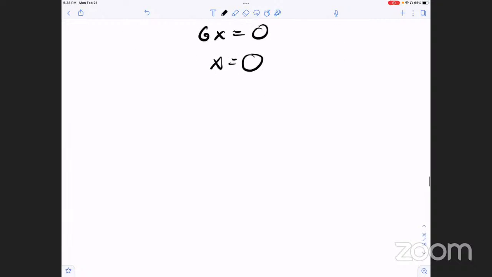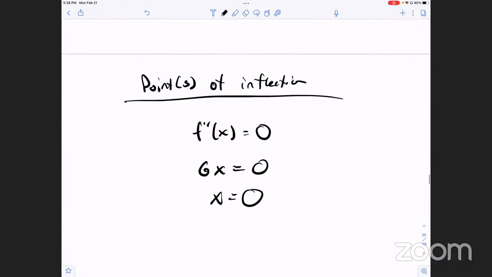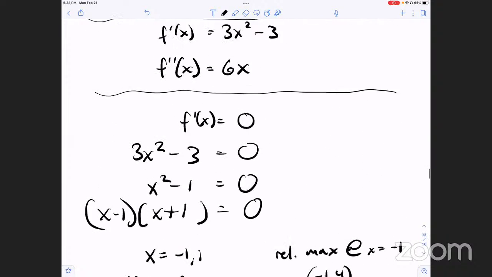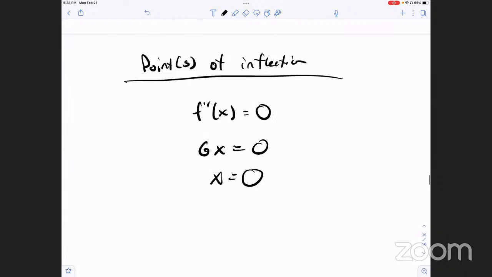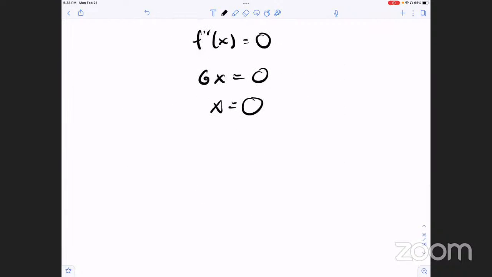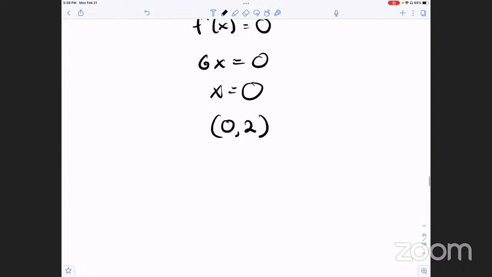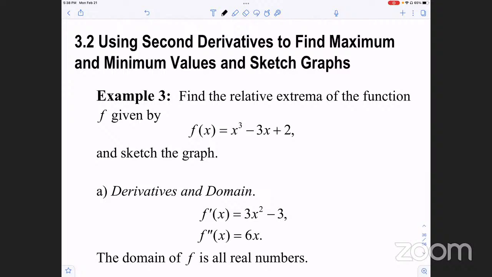Let's see if we can quickly put all this together. Point of inflection, and if we plug this into the original, we get 2, right? So the point of inflection should occur at the point 0, 2. And just for the sake of time, I'm not going to graph these by hand. I'm just going to piggyback, because I'm kind of short on time.